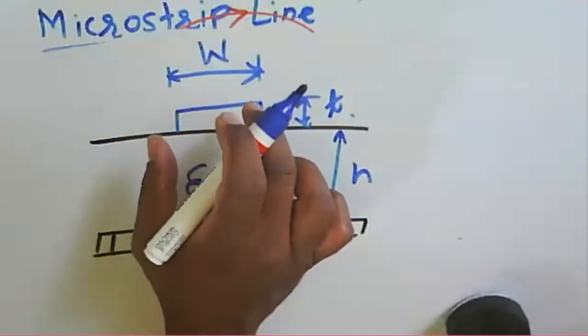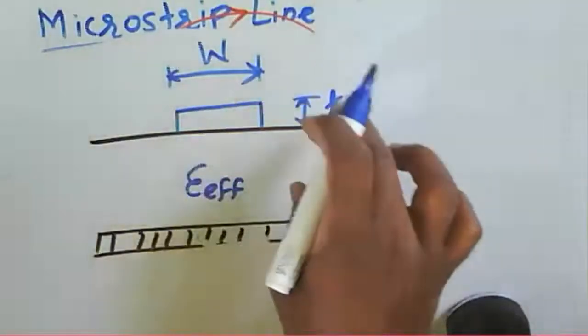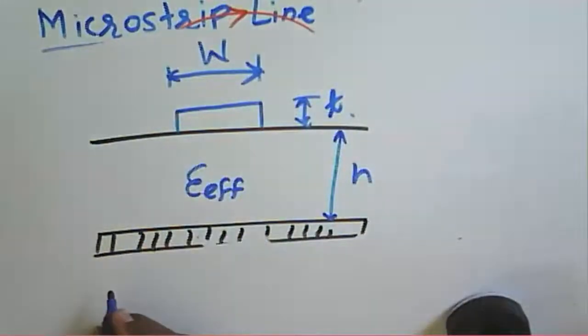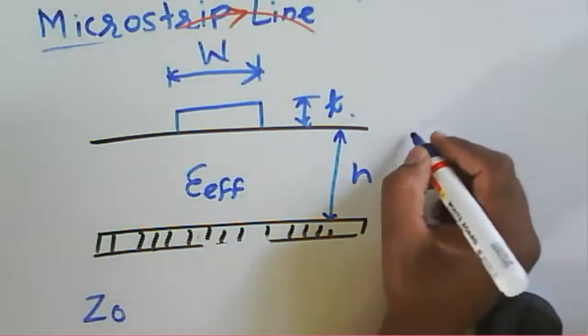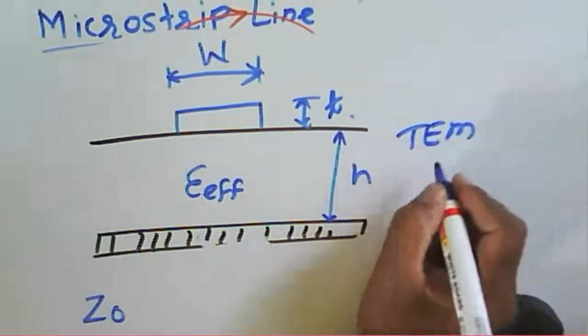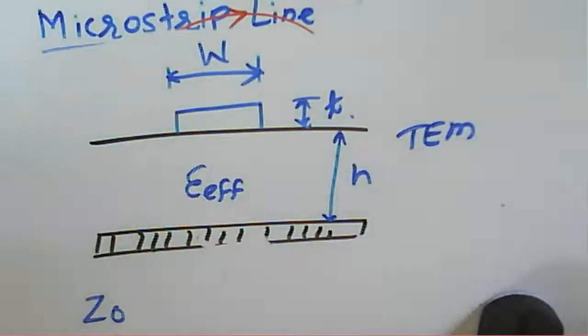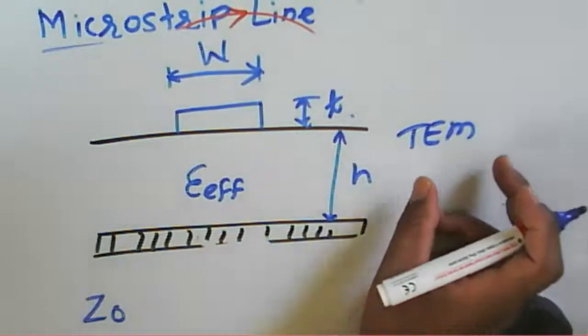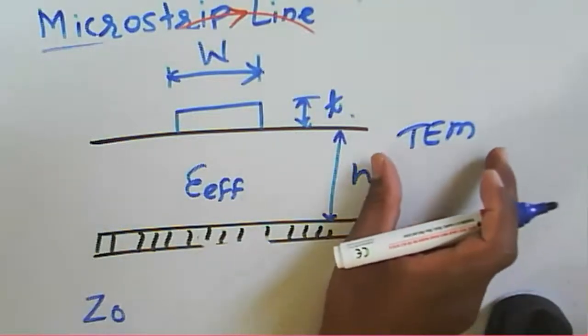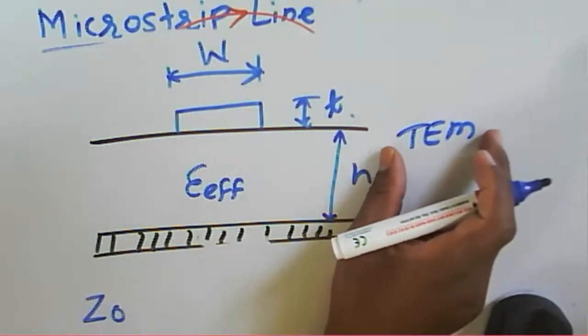Because we have a strip, this particular portion open here, that's why it has some effective value. And then we calculate a characteristic impedance. And as I told you earlier, we say that a TM mode is propagating in this line, but we are not saying it is a pure one.